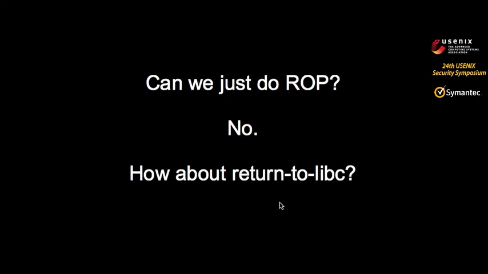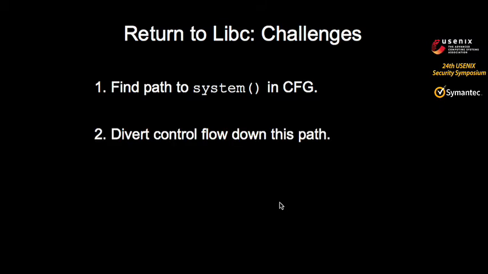So when we have CFI in place, there are a couple of challenges for return into Libc that aren't there when we don't have CFI. The first of them is we need to find a valid path in the control flow graph to some useful function, say for example system. So we need to find this path in the control flow graph. It has to exist. The second challenge is we need to be able to divert control flow down this path. The path may exist, but it may not be feasible. We need to find a feasible path. And finally, at the end of this path, we need to be able to control the arguments to the system call to actually make it do something useful.